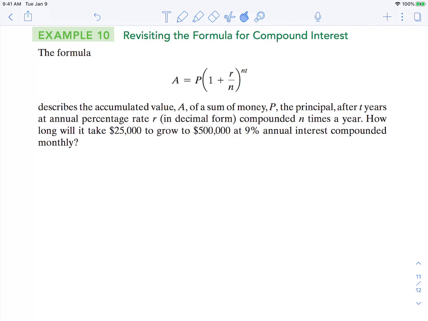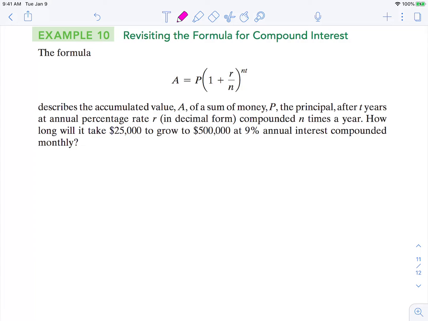All right, here's an example of an exponential word problem. So we have already worked with compound interest formulas. If you remember, A is going to be your end amount, P is your initial amount, the principal, T is the time in years, at an annual percentage rate, R is that decimal form of that interest rate, N represents the number of compounds per year.